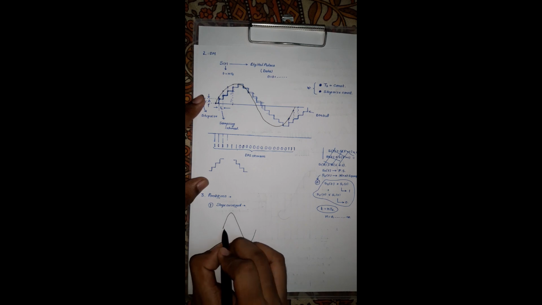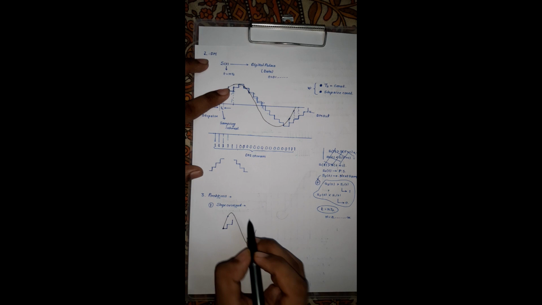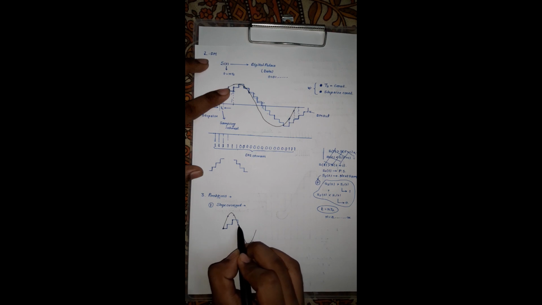For the delta modulated waveform, that is the DM output waveform, at t equal to 0 it is assuming the amplitude is 0. After a particular sampling time, it is saying that the amplitude is greater than the previous one, so it produces a fixed step size. After a particular time interval, again the amplitude is greater than the previous one, and it produces a fixed step size. Again, after a particular time, it is saying the amplitude is less than the previous one. That's why it is producing a down step.